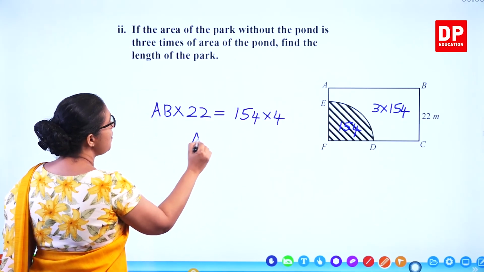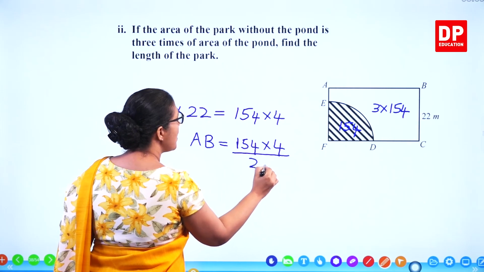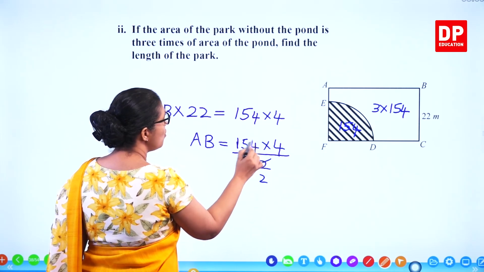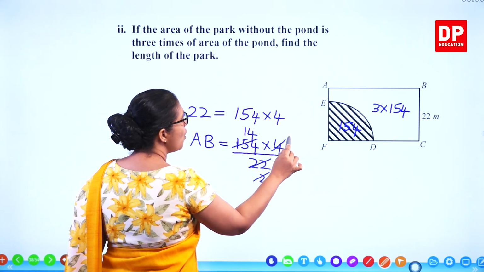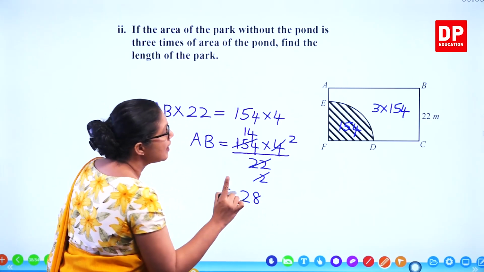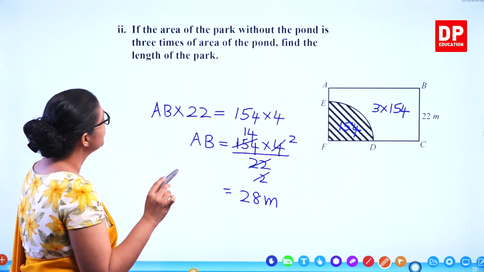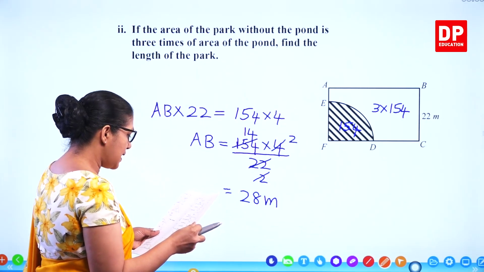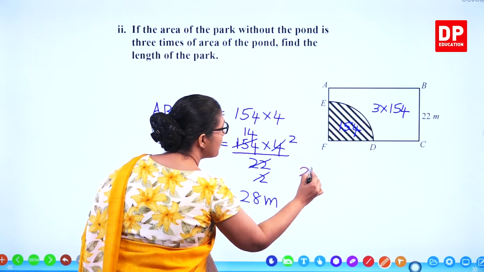Now you can find out the AB length. AB length is 154 times 4 divided by 22. So you can divide by 11, that's 2, 11 times 1 and 4. Now again you can divide 2 with 4, that's 2. 14 times 2, you get 28 meters is the length of this park. So how many marks for that? We'll look at the marking scheme. It says 28. You get just 2 marks for this step.